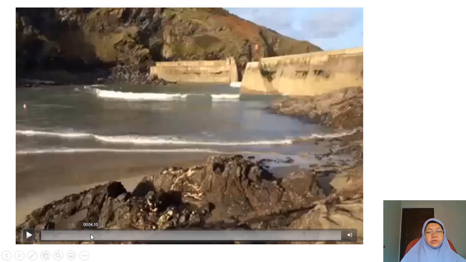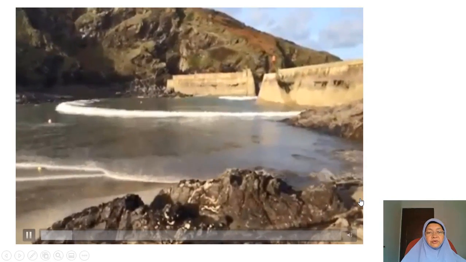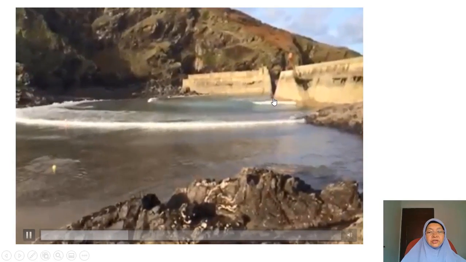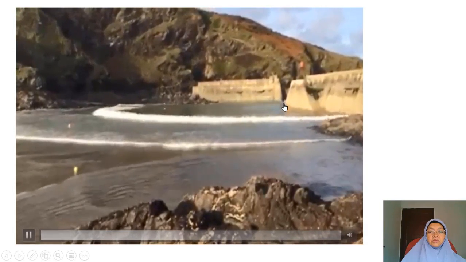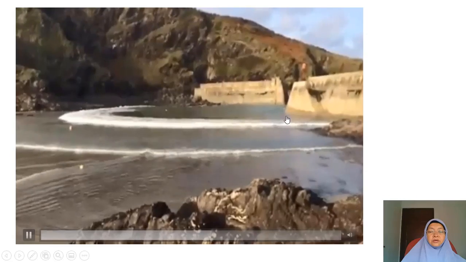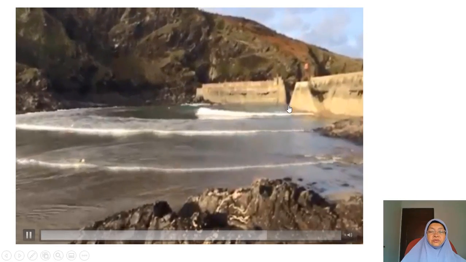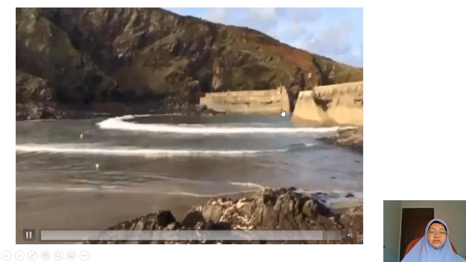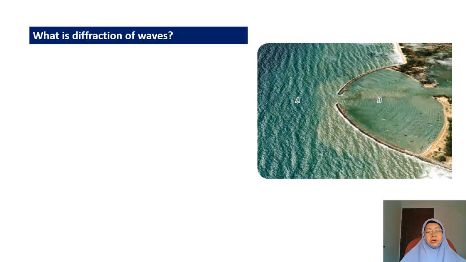Okay, let's look at a video showing the wave after passing the gaps. This is the shape of the waves. It's like circular. Notice that this is the wave from the sea front. It looks like the wave is quite high just now, but after passing the gap, it will become lower amplitude. Okay, so we are going to talk about diffraction of wave.